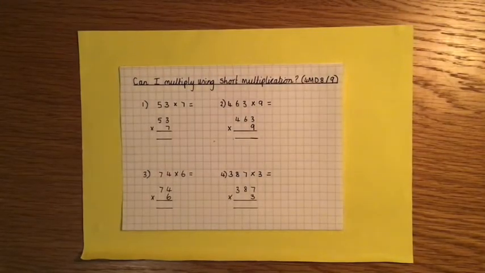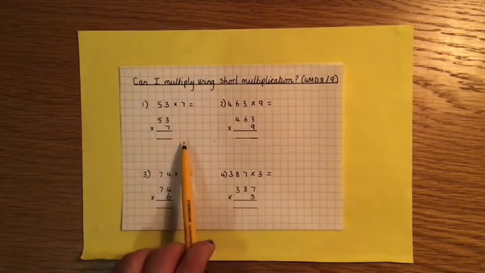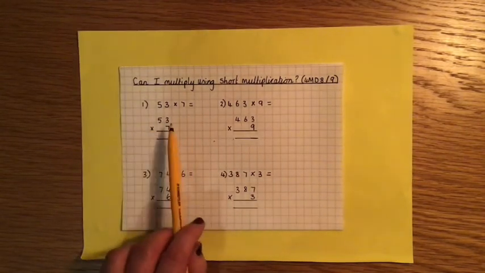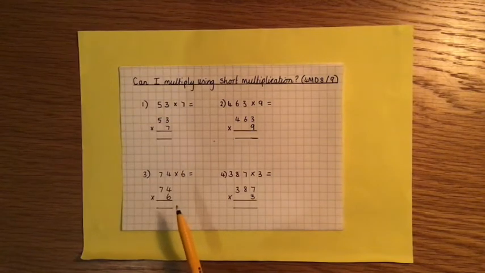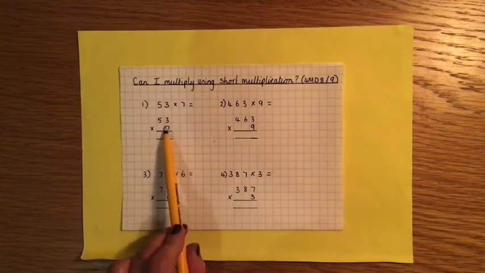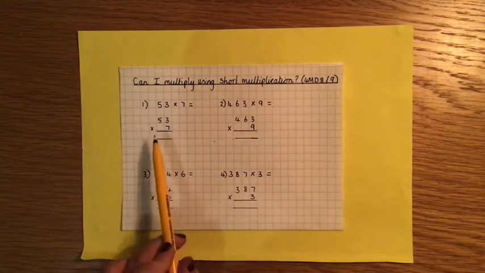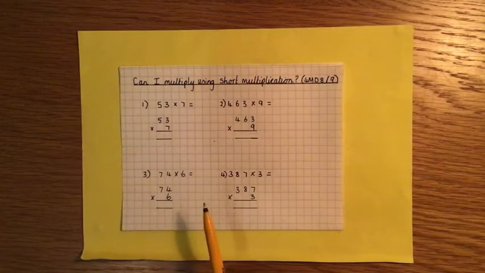Going to be using the short method of multiplication. So I've got 4 examples to show you here. The first one, 53 times 7. As you can see, it's set out similar to when we do column addition or column subtraction. So I've got 53 and my multiplier 7 underneath the ones here. I've drawn my answer lines. That's where my answer is going to sit.